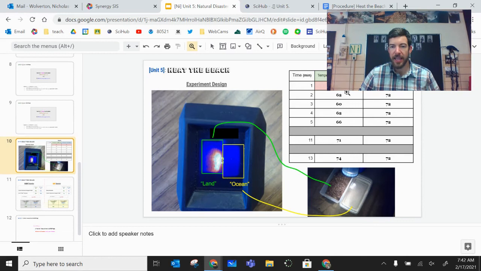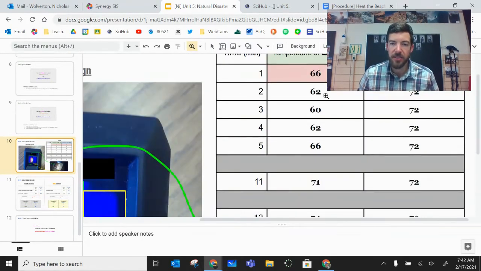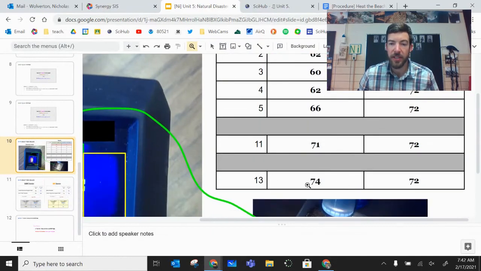Now with land, the land actually cooled down. And most likely what happened here is some type of error, and maybe we should have started, or maybe the reading was actually 62 to begin with. This is data that I got from a group that was in class. So if we look at this data for the land, let's say it started at 62, and after 13 minutes, it increased to 74 degrees Fahrenheit.